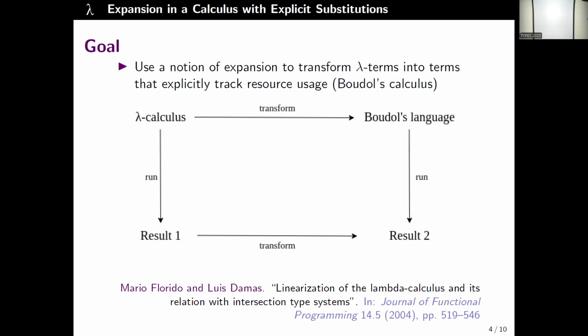So here we want to use a notion of expansion, which was first introduced by Mário Florido and Luís Damas, and they used it to transform lambda terms into linear versions of themselves. And here we want to use that notion of expansion in order to transform lambda terms into terms that track resource usage. And here we are talking specifically about the one proposed by Boudol. And then, after transforming a lambda term into a term in Boudol's language, if we reduce both, we wish that the resulting lambda term will be transformed into the resulting term in Boudol's language.